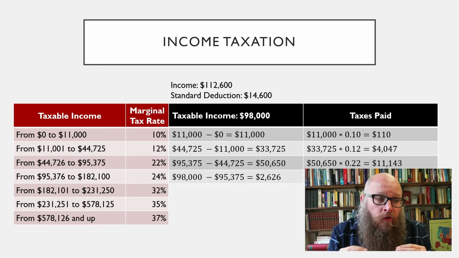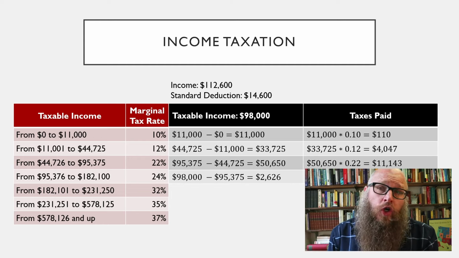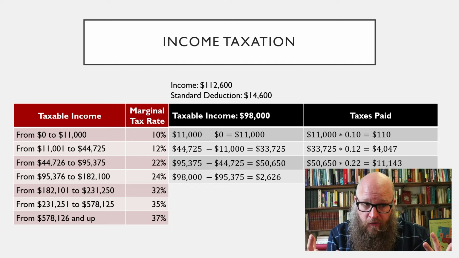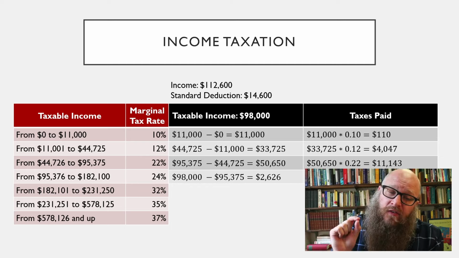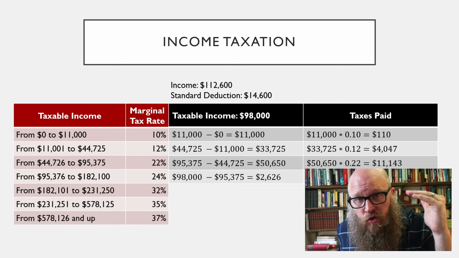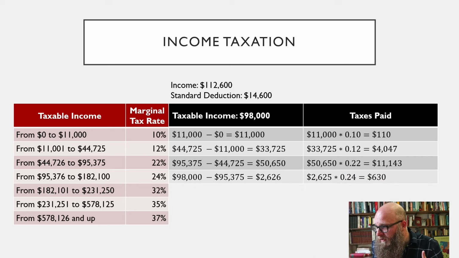That's your taxable income. Your first $11,000 is taxed at 10%, right here, the equivalent of $1,100. Your next chunk, from $11,000 to $44,725, or that $33,000 there, is taxed at 12% for $4,047. And the next component, from $44,725 to $95,375, that $50,650, is taxed at 22%. The marginal tax rate is growing. Now we're paying $11,000 of that $50,000 in tax. That's 22% of $50,000. Now the last one is from $95,375 to $98,000, or that $2,626. Only that chunk is taxed at 24%, for $630.